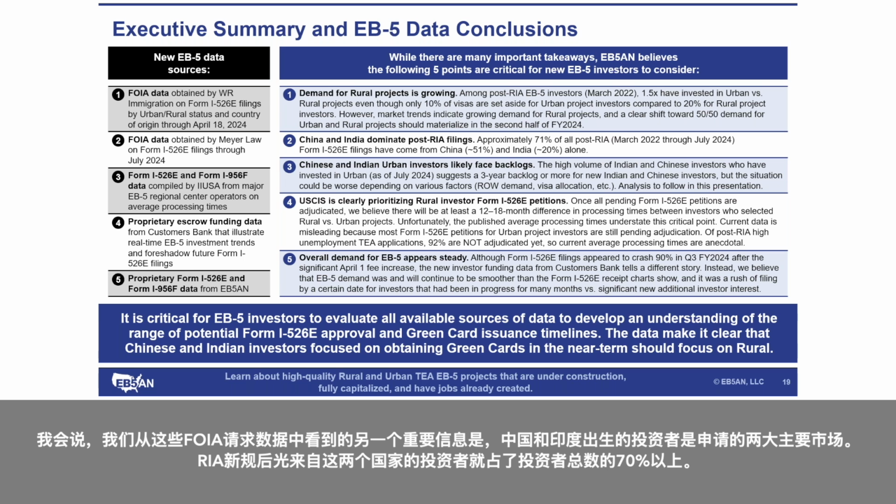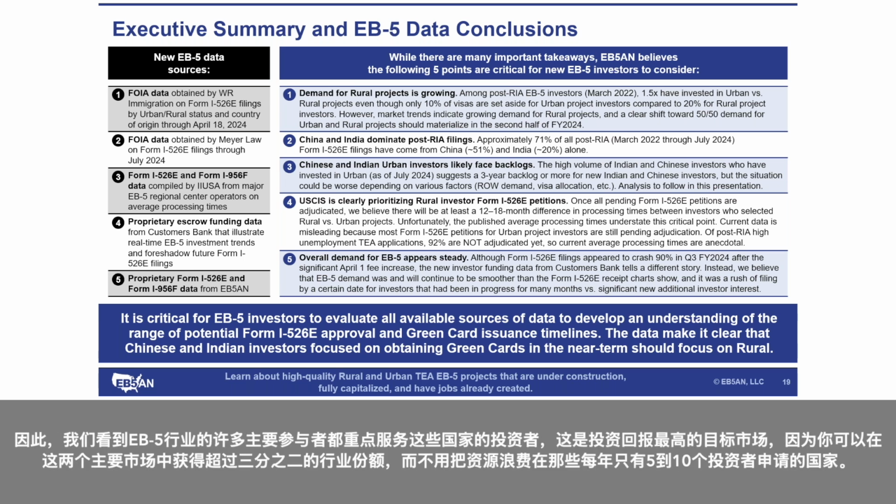The next big item that we're seeing from these FOIA requests is that the two big markets are China and Indian-born investors. Over 70% of all post-RIA investors come from those two countries alone. So we are seeing a lot of the major players in the EB-5 space focus on investors from those countries because that's the highest bang for the buck, rather than going for countries that have 5 to 10 investors when you can get well over 2/3 of the industry with two major markets.